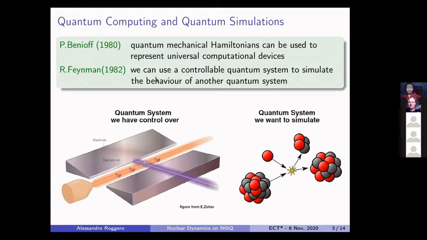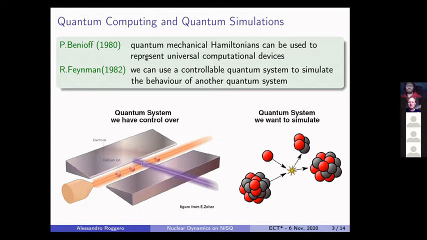The idea of quantum simulation essentially was born from two main ideas in the early 80s. The first one was from Paul Benioff, who essentially realized that one can use a quantum mechanical Hamiltonian to represent a universal computational device, in the same way that a classical Turing machine can be described by a classical system.